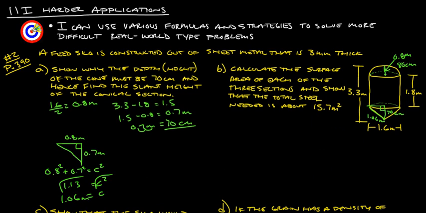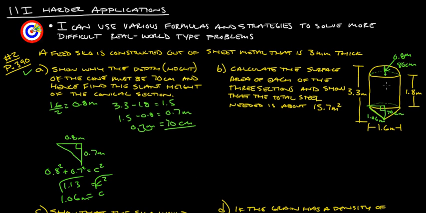1.06 meters is our slant height for this here. Okay, so we have finished off A. Let's take a look at B. It says calculate the surface area of each of the 3 sections and show that the total steel needed is about 15.7 meters squared. So it's at least nice because they give us the answer in there, just saying make sure that you can get that all figured out, right?